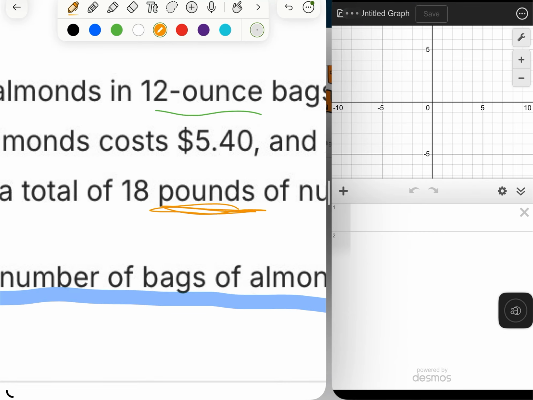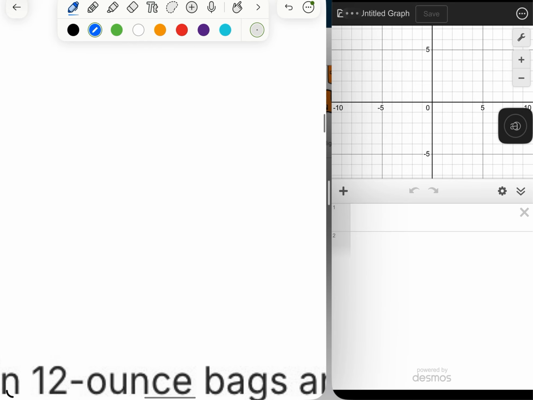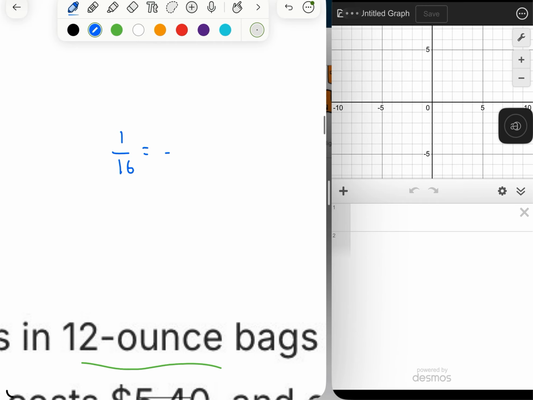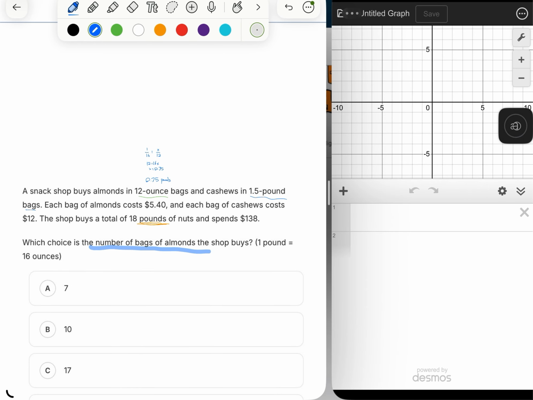And as a result, you should convert 12 ounces to pounds. Now, if you don't know the conversion, that's fine because they give you that 1 pound is equal to 16 ounces. So if 1 pound is equal to 16 ounces, then how many pounds is 12 ounces? That's a proportion. So you cross multiply and you get 0.75 pounds. So now we know that the snack shop buys almonds in 0.75-pound bags.